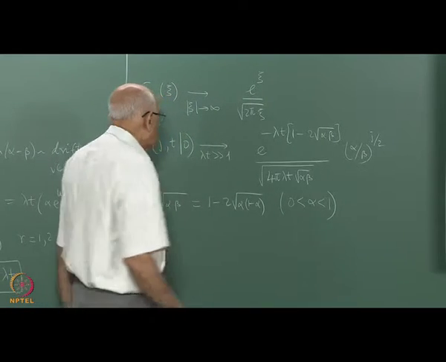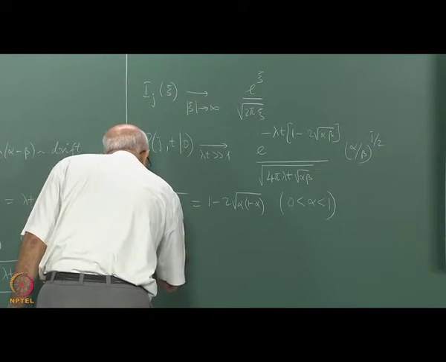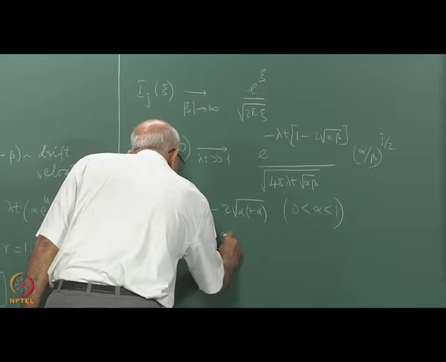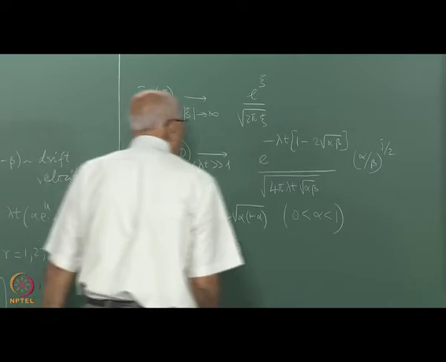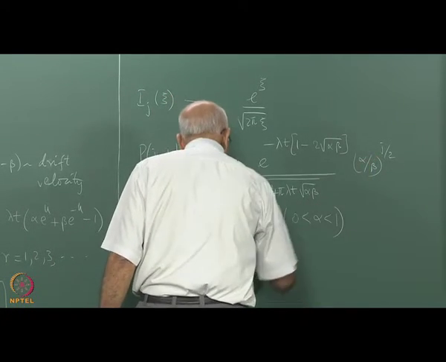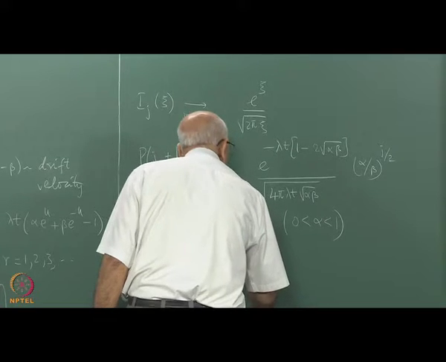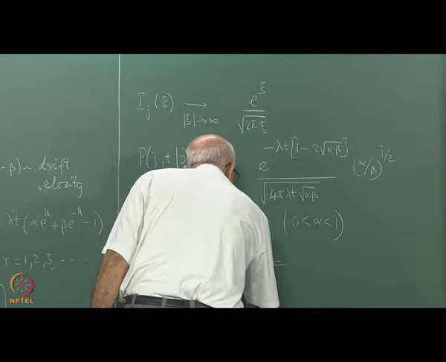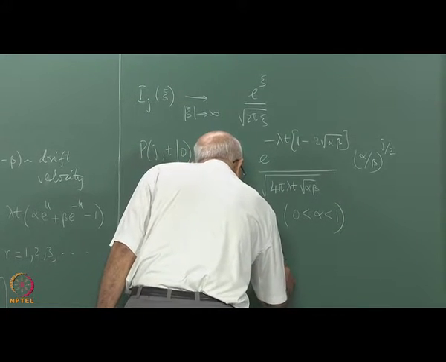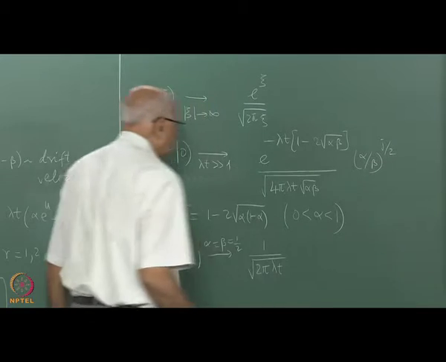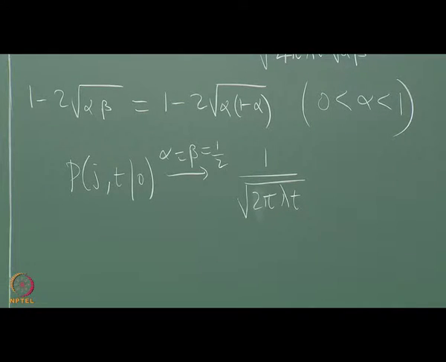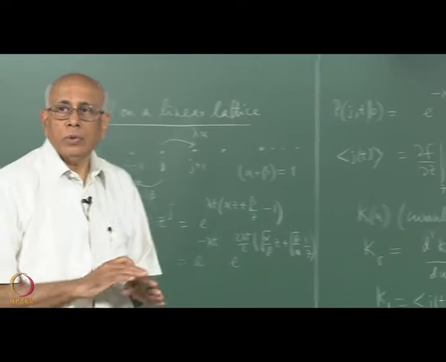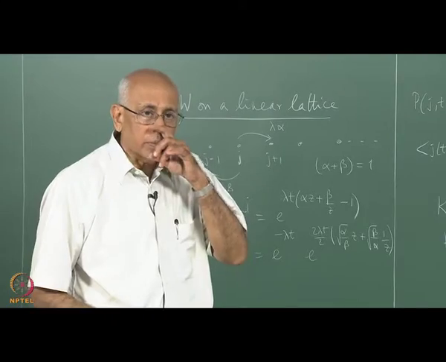On the other hand, when alpha equal to beta equal to half, P of j, t goes like a power law. So now this factor cancels out and it goes like 1 over square root of 4 pi lambda t, goes like 1 over t to the half. That is typical of diffusion in one dimension, a linear problem.